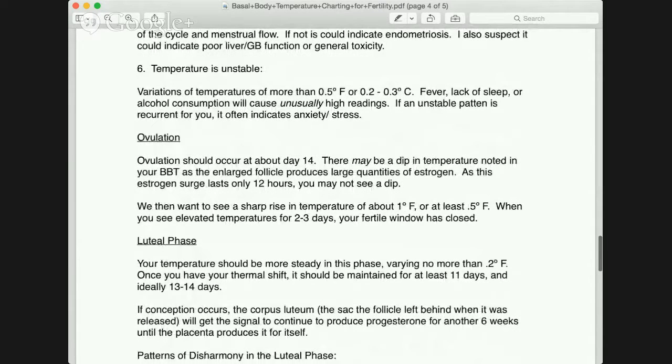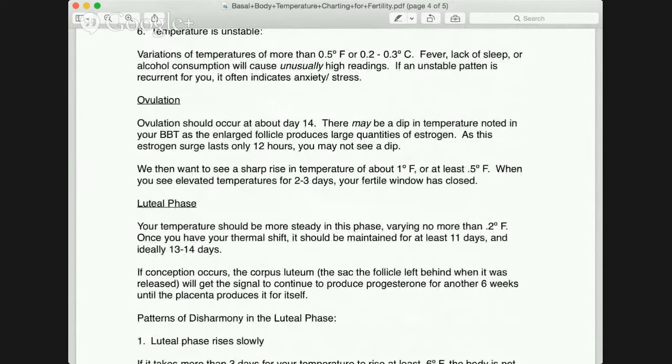Okay, now we're moving on to ovulation time. Ideally, day 14, there may be a dip in the temperature. I think I mentioned this in the last video. Here's why: the enlarged follicle produces a large quantity of estrogen, but that surge only lasts 12 hours, so you may not catch that dip.